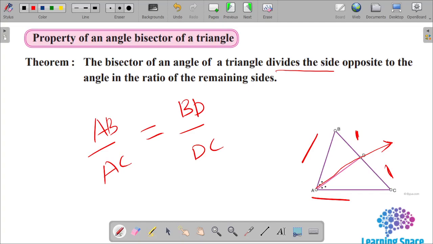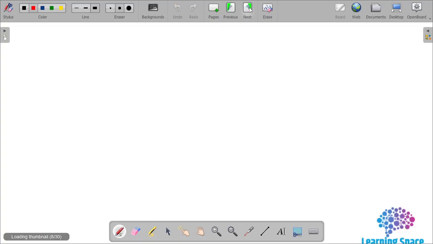We actually take the ratio considering the corresponding sides. So if I take AC first in the first ratio, in the next ratio I must take this side first. If I'm taking this in the numerator, this should be in the numerator, and taking this in the numerator, this should be in the numerator. I hope you got that.